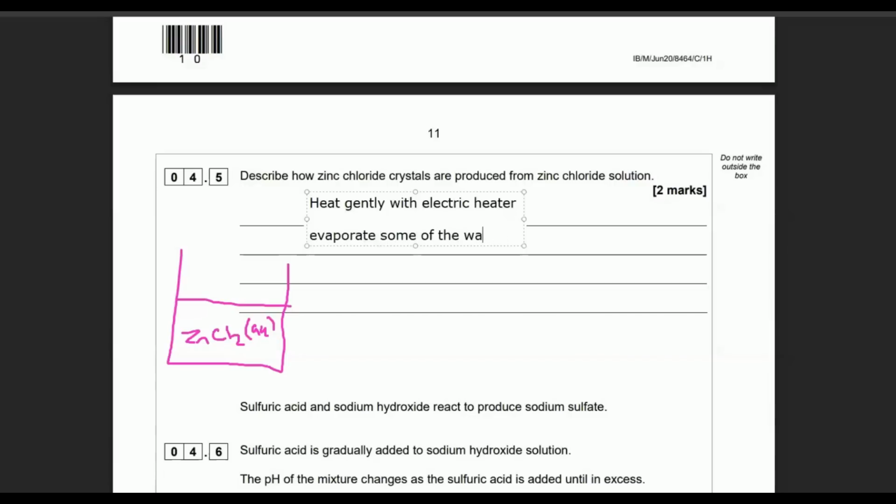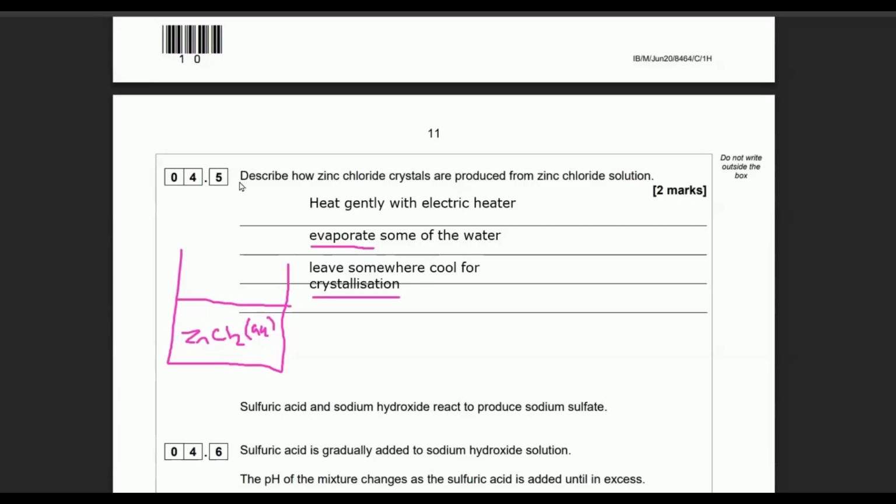Now, it's better to then say leave somewhere cool for crystallization. Okay, so key words here, guys. Whenever you're talking about evaporating the water, it's best to just evaporate some of the water until you see crystals and then leave the rest to evaporate by crystallization, which you can do in a cool area.